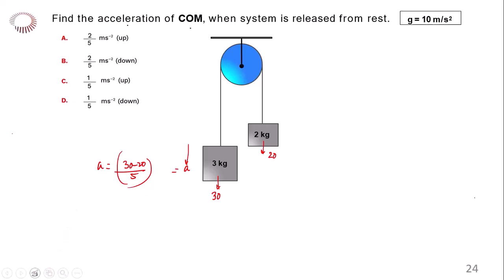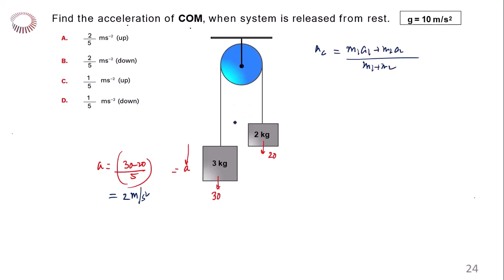10 by 5, that is 2 meter per second squared. So 2 meter per second squared is the acceleration of both the 5 kg, 3 kg and 2 kg. Now we are asked to calculate the acceleration of the center of mass. For that, its formula is what? A_C is equal to (m1 a1 plus m2 a2) divided by (m1 plus m2). That is the formula that I am going to apply.